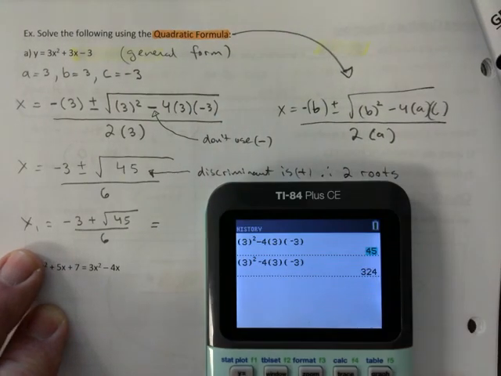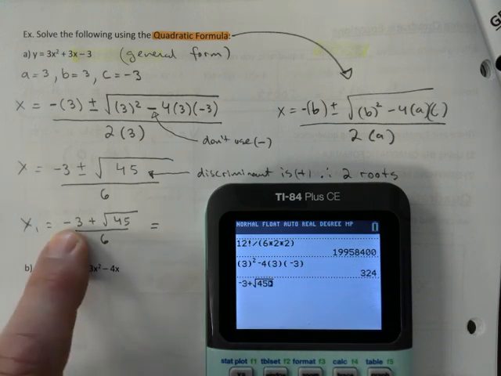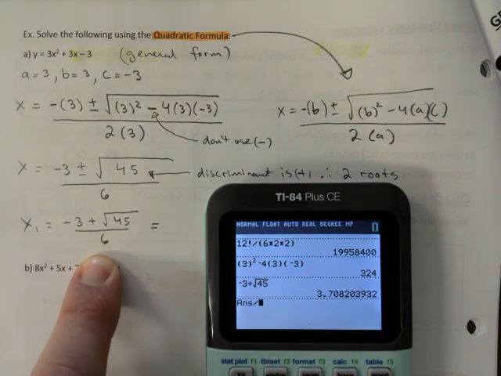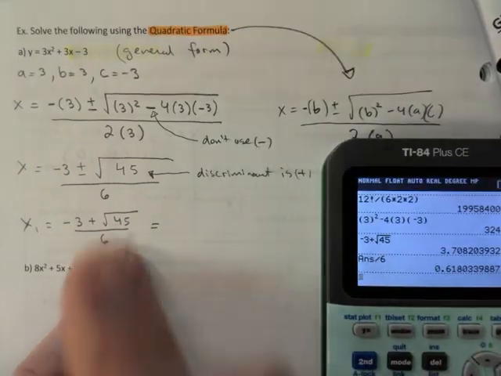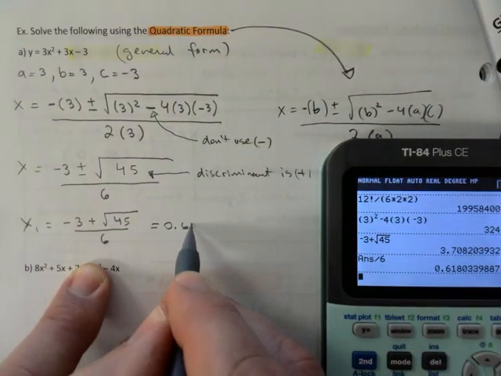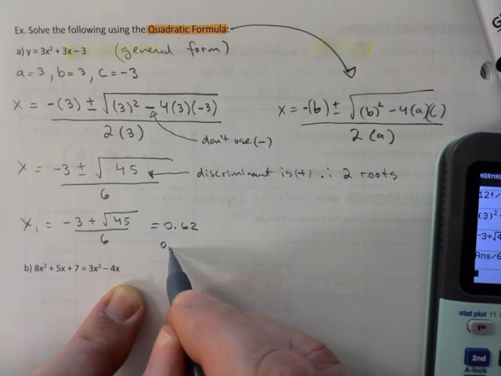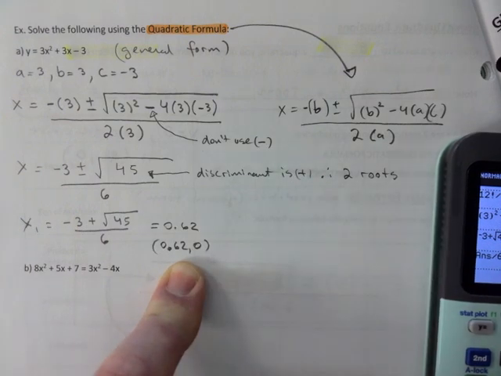And what I would suggest is you go, I'm going to go negative 3 plus, I'm going to go root of 45 like that. So negative 3 plus root 45, I hit enter, then I divide by 6. So you get 0.62 as your first x-intercept. So really what you found is 0.620. Okay, that's the first x-intercept.